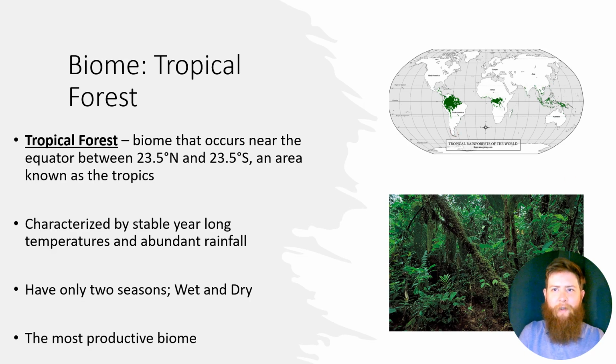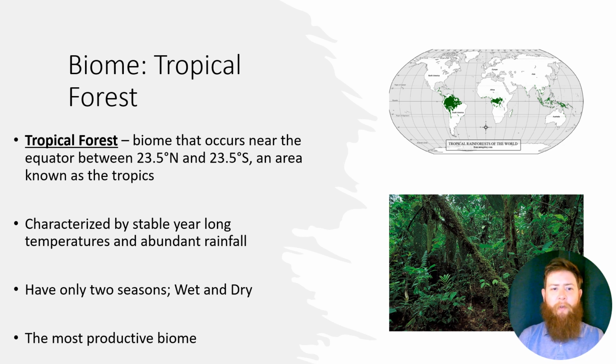All right, the next biome is the tropical forest. This is a biome that occurs near the equator between 23.5 degrees north and 23.5 degrees south. If you're a geography buff, this is the Tropic of Cancer and Tropic of Capricorn. And this area is known as, collectively, the tropics. So, this area has a stable year-long temperature. It has lots and lots of rainfall, and it has only two seasons. It has wet season and a dry season.